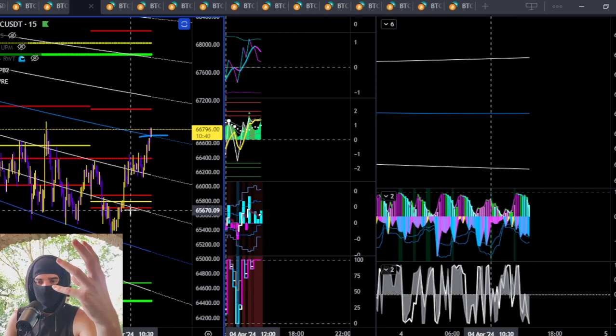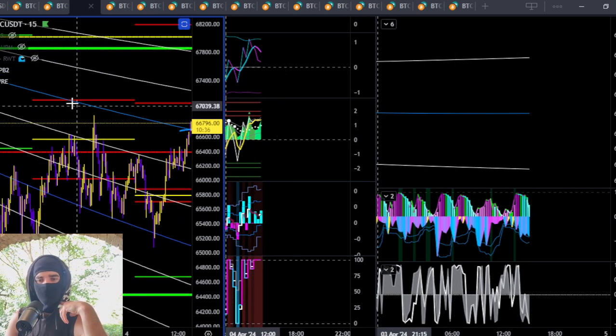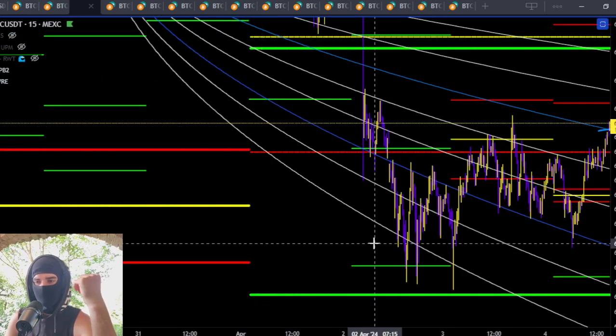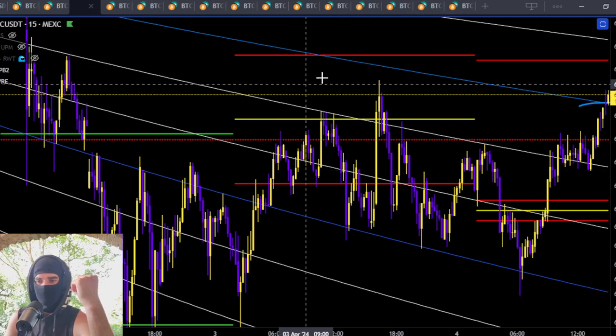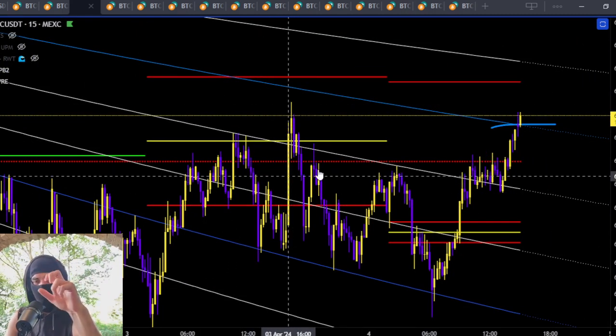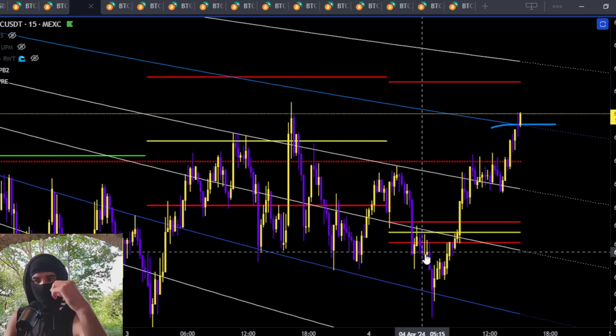So when it does decide to pick its direction, we do know that there's going to be some decent follow through. For example, here, the daily means were wide. This might not even be on the screen. The daily mean and its outliers were pretty wide. So it's a choppy day, pretty good for scalping, to be brutally honest. And when the VREs are tight, we know that it's a good day for trend following.